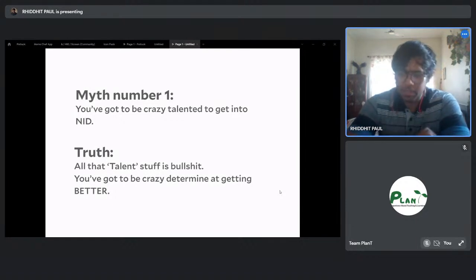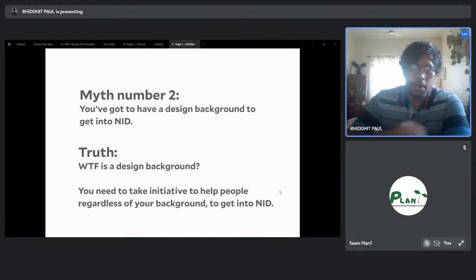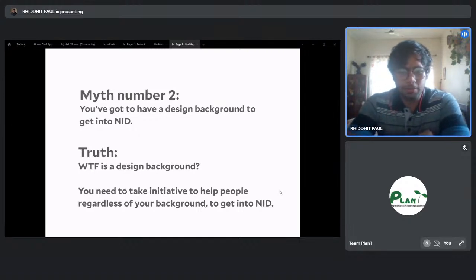That's because design as a process is about failing over and over again. In design we call it redos, or we call it iterations. It's about failing fast and failing often. That's what we say in design: fail fast, fail often. So, if you think that, oh, I'm not talented enough to get into NID, you need to get around that mindset. Myth number two is you have to have a design background to get into NID.